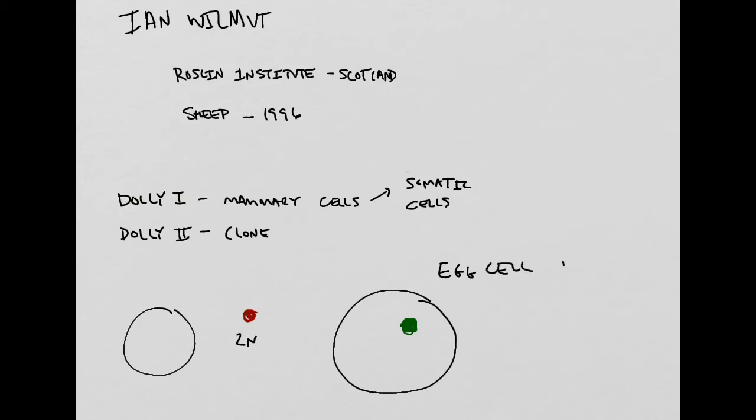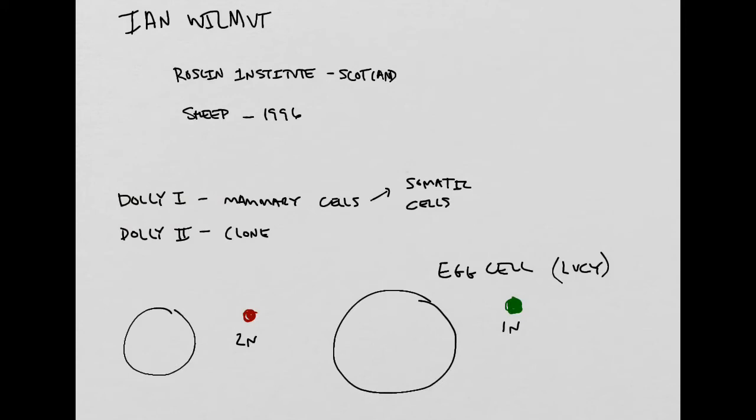We can call her Lucy. I don't know what this sheep's name was. So, an egg cell from an entirely new sheep, and they enucleated that as well. So they took the nucleus of this egg cell out. Remember, this is 1N here, so half the genetic material in the egg cell.